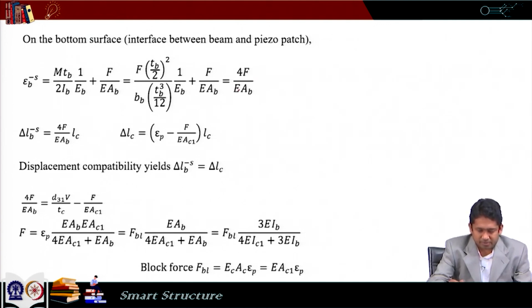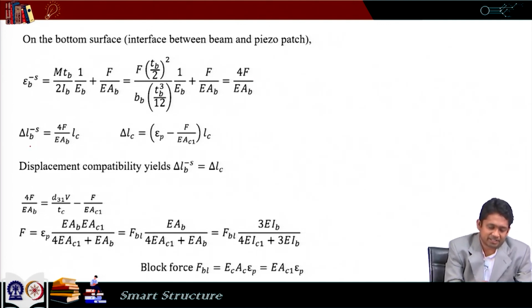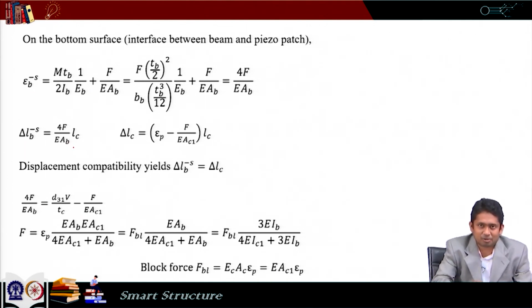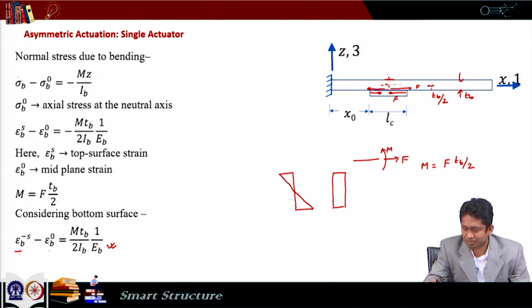Now, from here we can find out the extension of the bottom surface of the beam, which is in contact with the actuator, and that is nothing but this strain multiplied by LC. LC is the length of the actuator. So, if we go back, this is the length of the actuator, and we have found out the strain in this region. So, in this region, if we assume that the strain is constant, then if we multiply the strain with this actuator length, that gives me how much elongation our beam surface has experienced at this level.